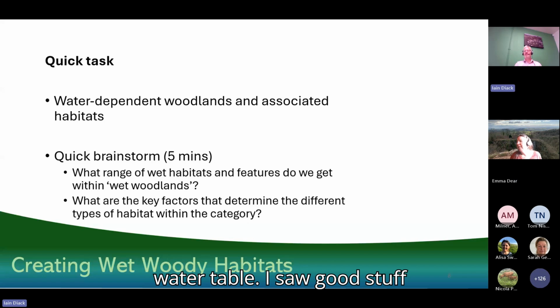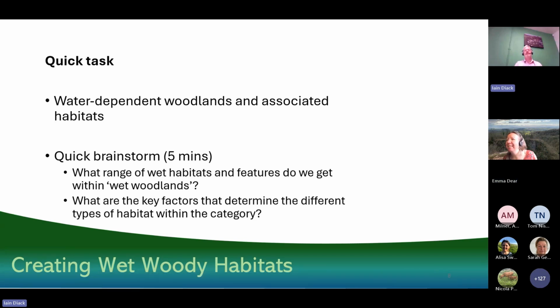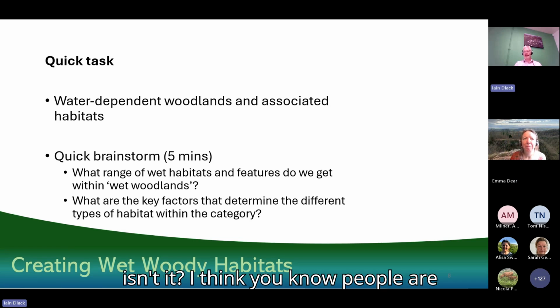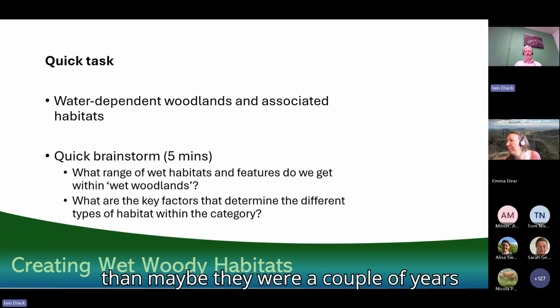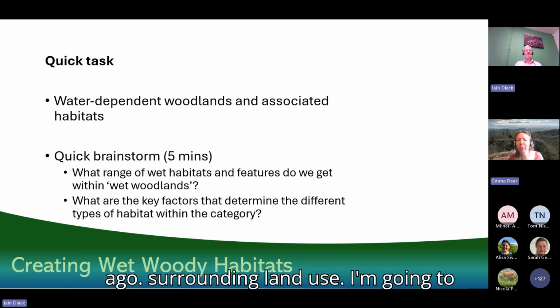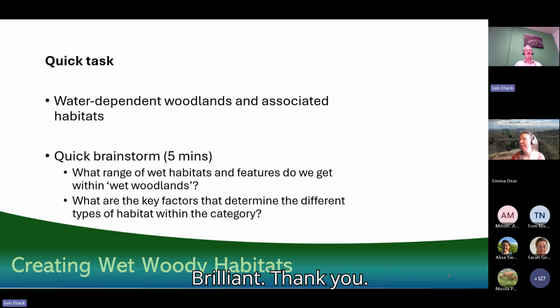I saw good stuff. This doesn't sound like we need to talk. Everybody knows it. We are going to talk more about many of these different aspects, but that's great, isn't it? I think people are thinking a lot more about wet woodlands than maybe they were a couple of years ago. Surrounding land use. I'm going to shut up now. Right, I'll move on. Brilliant. Thank you.